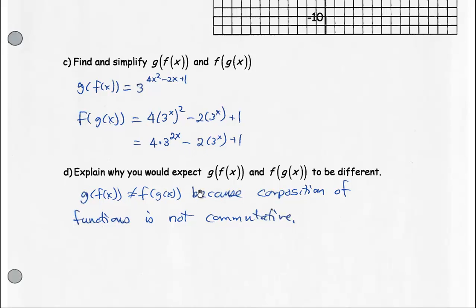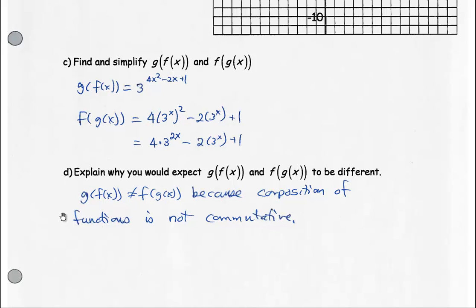Now, the last question asks, why would you expect g of f of x and f of g of x to be different? And they are. This function is certainly not the same as this one. And that's because the composition of functions, combining functions in different orders or different ways, is not commutative.